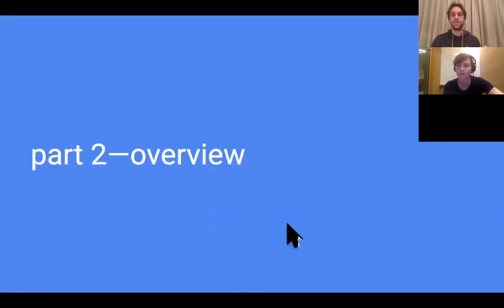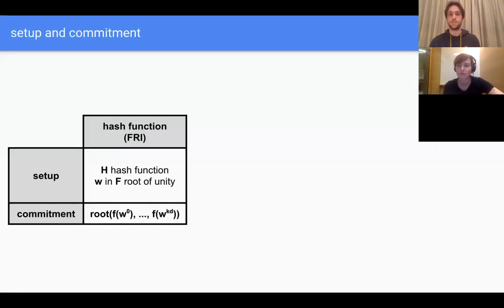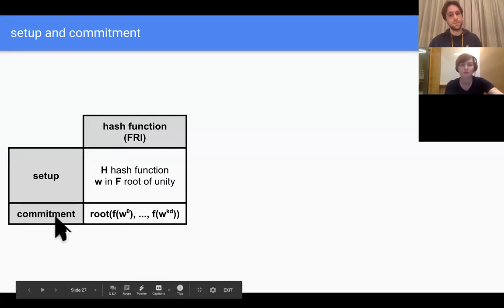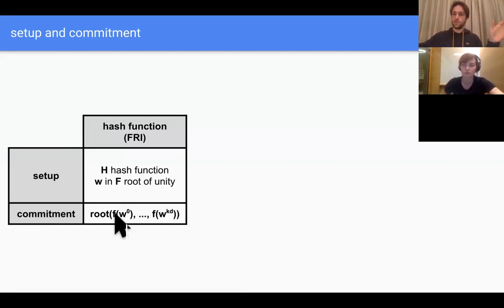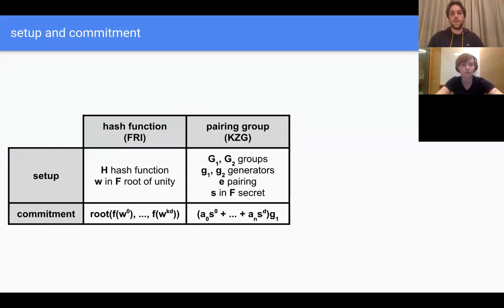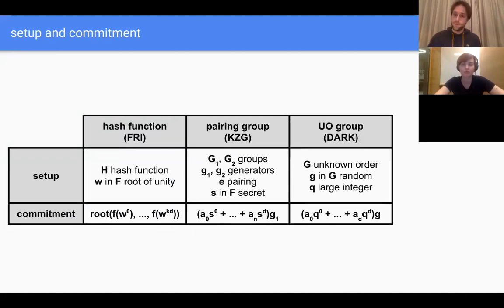Then I gave an overview of what these schemes are in practice. We have four flavors. One is based on FRI, which is hash functions. The way that you commit is you evaluate your polynomial over a domain, and then you take the Merkle root of these evaluations, and that's your commitment. You have pairing groups, where you have this powers of tau, so you encode a secret, and then you evaluate your polynomial at that secret point in the exponent. And then you have groups of unknown order, where you do something very similar, except that there's no secret.